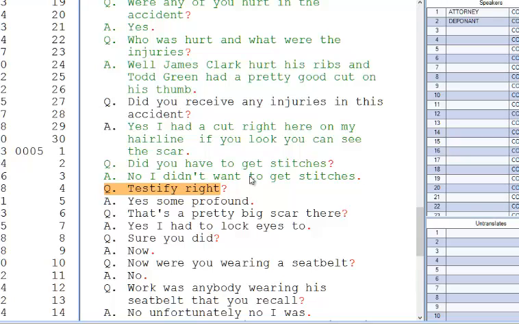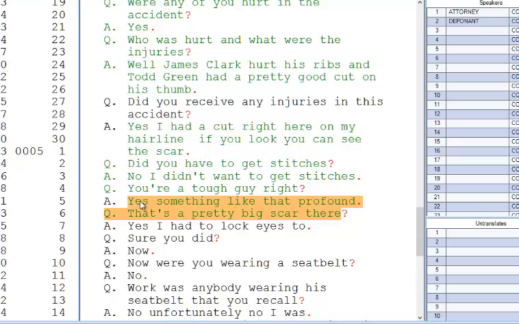Hugo, tough guy, right? Echo. Yes, something like that. Hugo, that's a pretty big scar there. Echo, yes. I had two black eyes too.